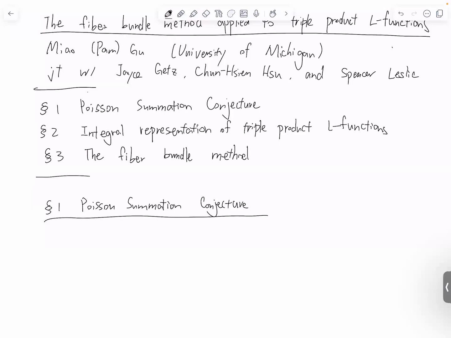There will be three parts of my talk. I will first talk about the motivation of our work, which is the Poisson summation conjecture. Secondly, I will talk about the integral representation of triple product L functions that we constructed. And thirdly, we will talk about the fiber bundle method and how we are going to use it to prove the analytic properties for triple product L functions.